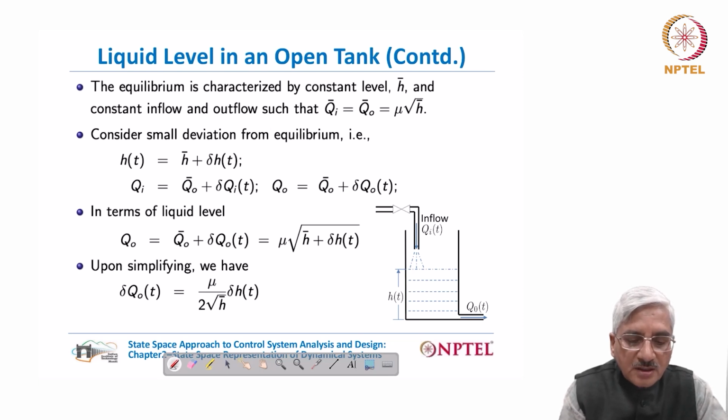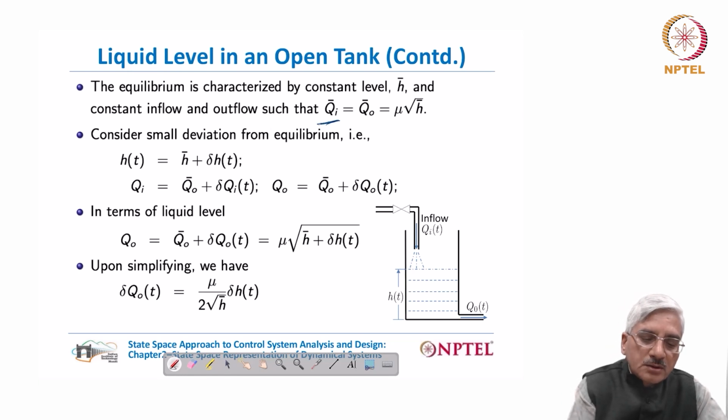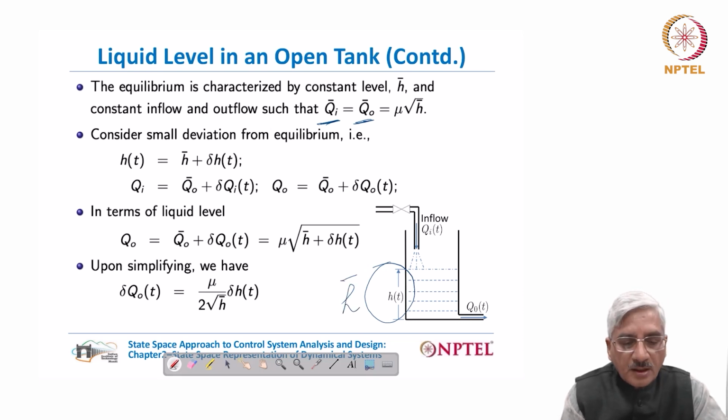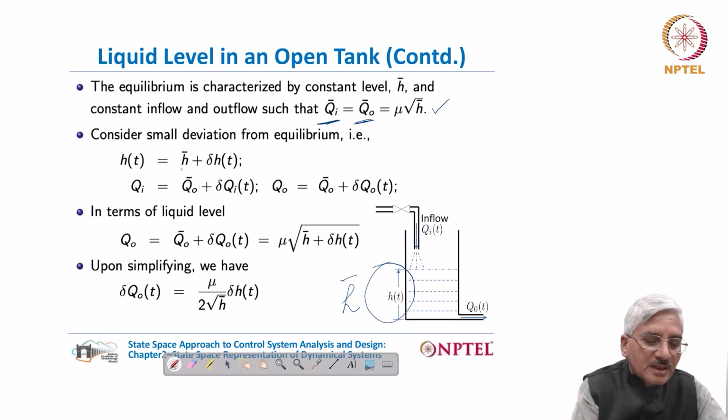So what we do is we recognize that the equilibrium of the system is defined by the condition in which the inflow equals the outflow, and when the two are equal, the level also will be constant, which will be equal to H bar. So Qi bar, the equilibrium inflow, will be equal to Qo bar, the equilibrium outflow, which will be equal to mu times the square root of H bar, the equilibrium water level in the tank.